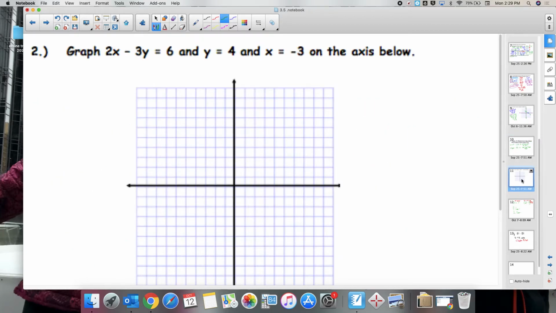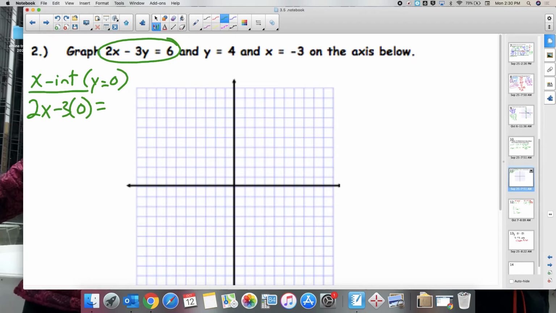And then the last one talks about graphing three lines. So to graph our first line, 2x minus 3y equals 6. You can graph it one of two ways. You can find your x-intercept and y-intercept if you want. You can also solve it for y and use slope-intercept form. Since it's in standard form already, I'm just going to find my x-intercept and y-intercept. Your x-intercept is where y equals 0 as a reminder. So I have 2x minus 3 times 0 equals 6. So we get 2x minus 0 equals 6. So 2x equals 6. So x equals 3. There's our x-intercept.